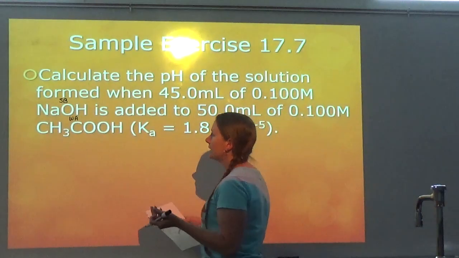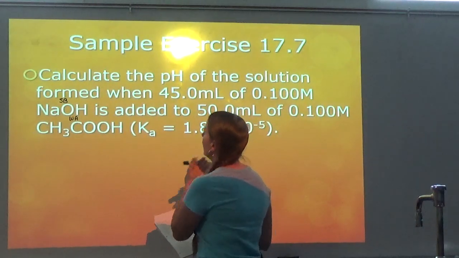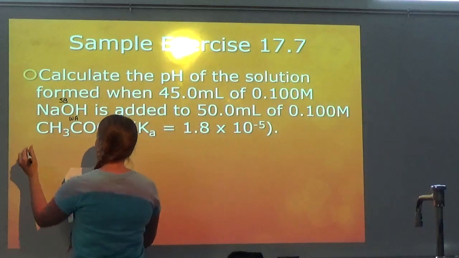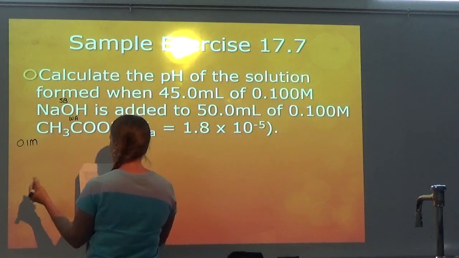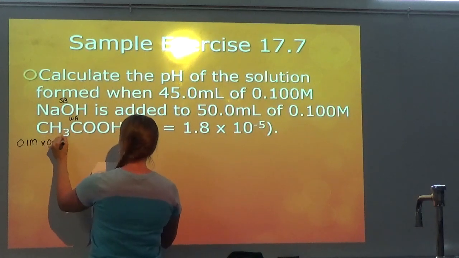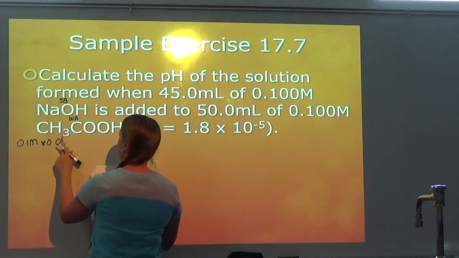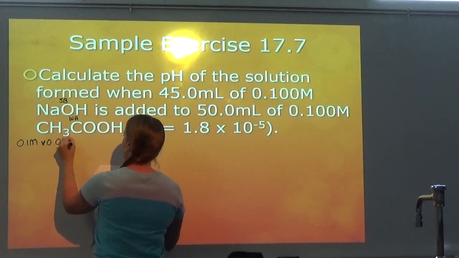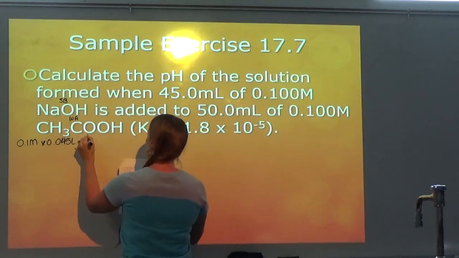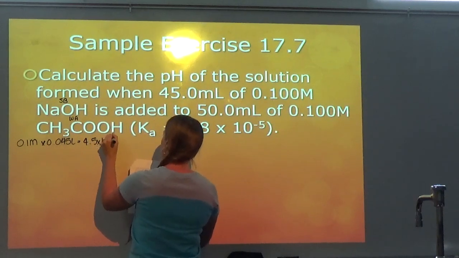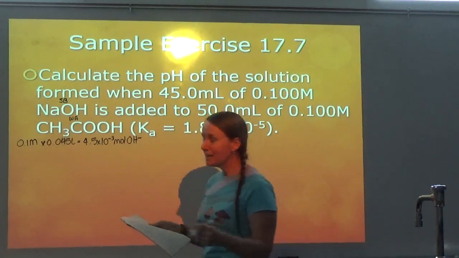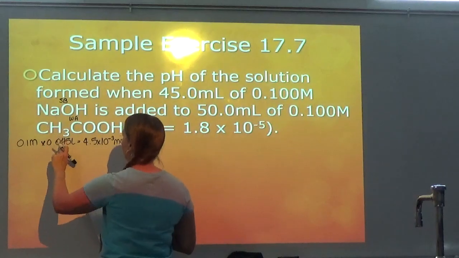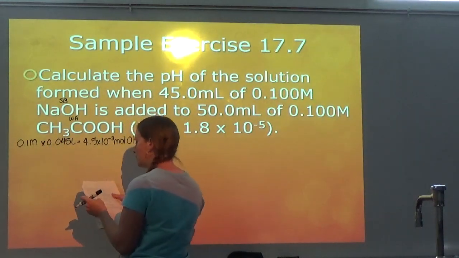So first, I gotta still do my neutralization. Okay, so here I have 0.1 molar of my NaOH, which OH is all I care about, times 0.045. And I get 4.5 times 10 to the negative 3 moles of OH minus. Okay, so I'm going to start just like I did for strong. Okay, go ahead and figure out how many moles and who neutralized who.